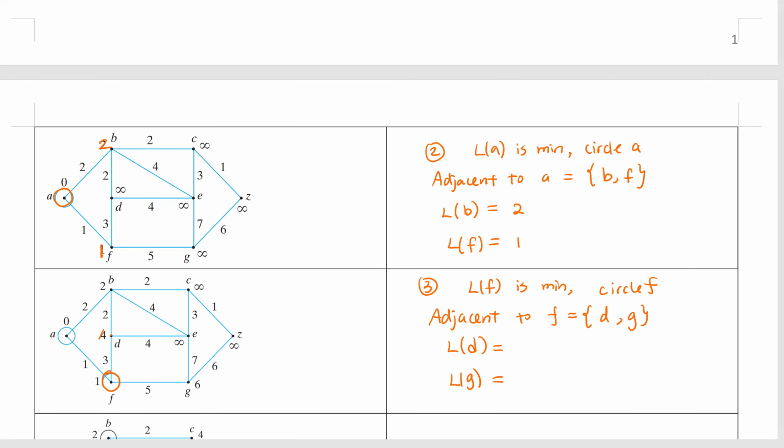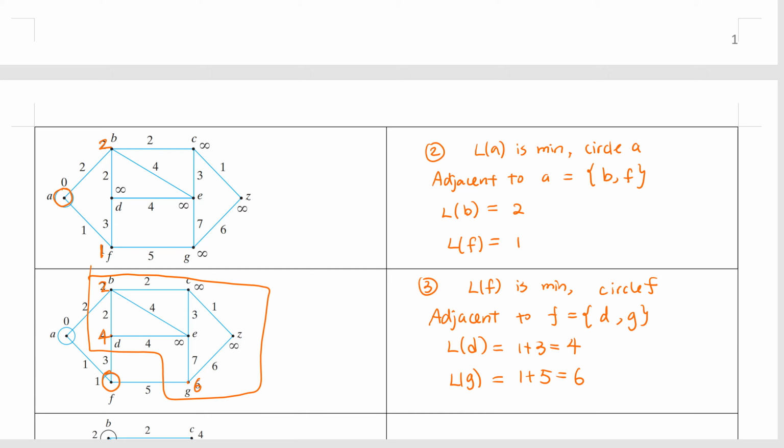So that's why we get 4. How about G? G is right here. We have 1 plus 5. That's why we get 6. We're talking about the length of the path from A, start with A. So A and then F and then G. So that is 6.